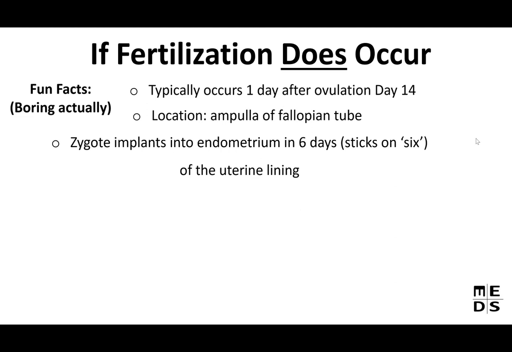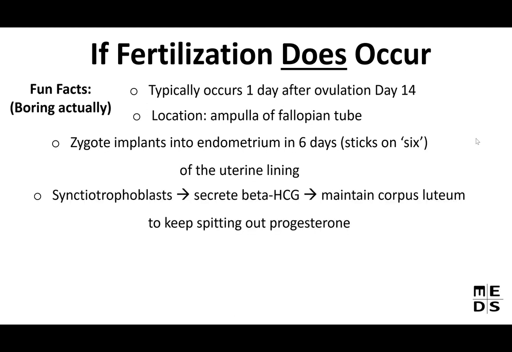The zygote implants into the endometrium in 6 days, meaning that after it gets fertilized, it goes through the fallopian tube into the uterus, and then it implants itself into the endometrium. It usually takes about 6 days for that to happen. And the way you remember this is that it sticks on 6. So the syncytiotrophoblasts will secrete beta HCG, which is going to maintain the corpus luteum to keep spitting out progesterone. Therefore, the progesterone is going to support the endometrium and it won't slough off. Therefore, you won't have menstruation.